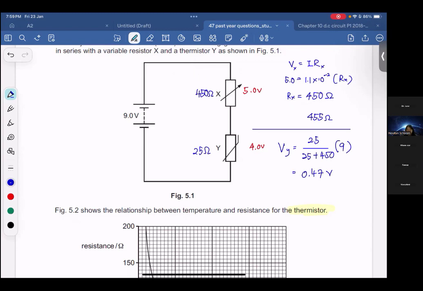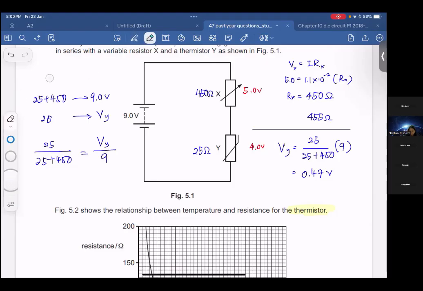It doesn't matter, you can use the mathematic ratio. Total resistance is how many? Total resistance will pair with total voltage. So at here, total resistance is 25 plus 450, so it will be 9 volt. Ask yourself, 25 ohm, how many volt will you get? Using mathematics, I can use 25 over 25 plus 450 equals the unknown voltage Y divided by 9.